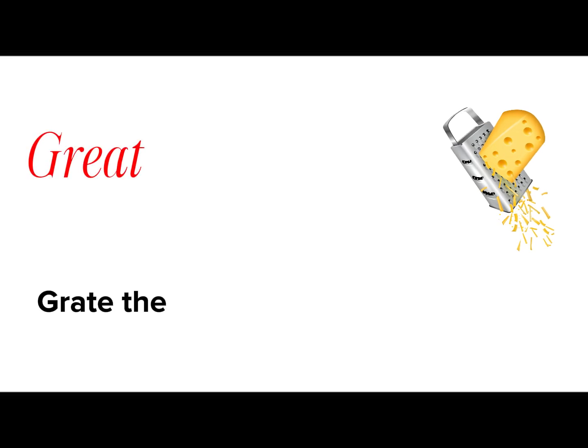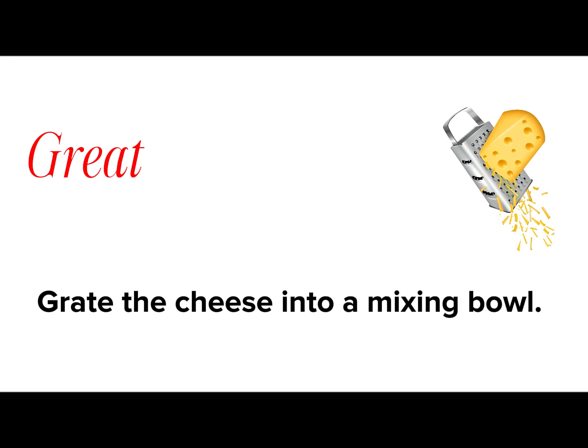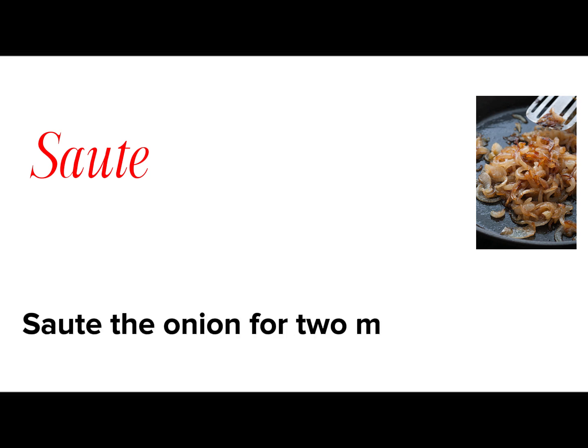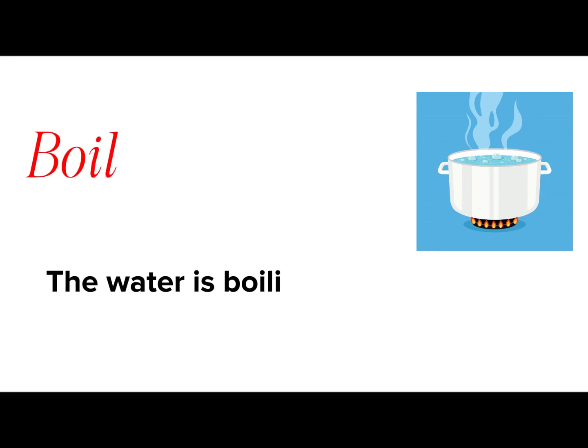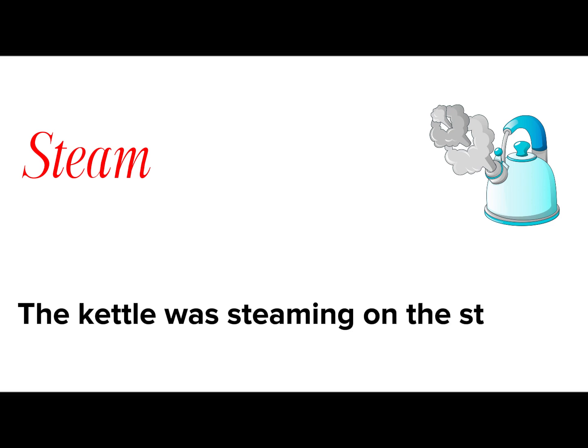Grate. Grate the cheese into a mixing bowl. Sauté. Sauté the onion for 2 minutes. Boil. The water is boiling. Steam. The kettle was steaming on the stove.